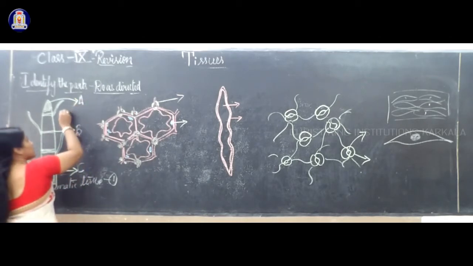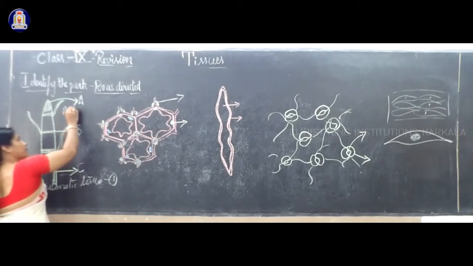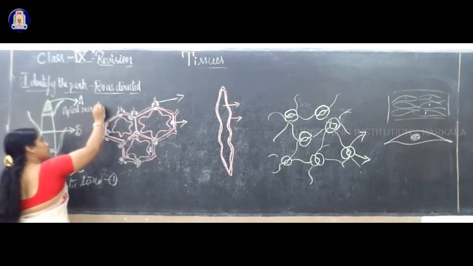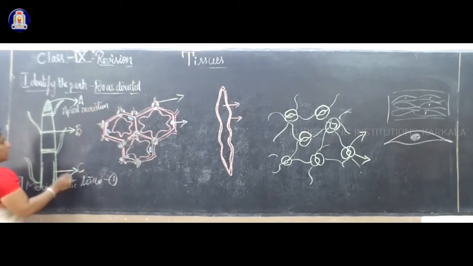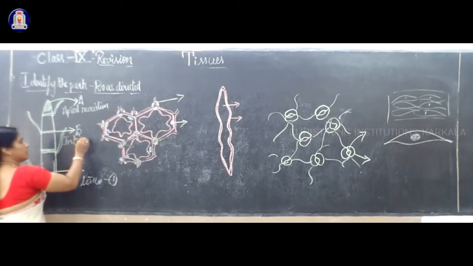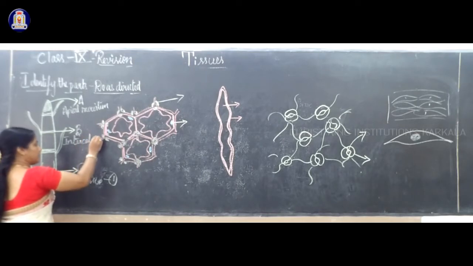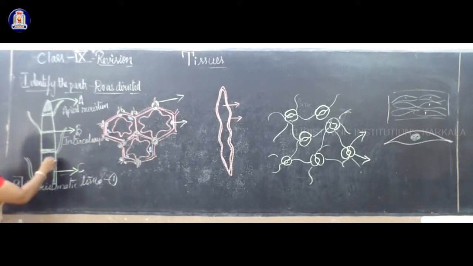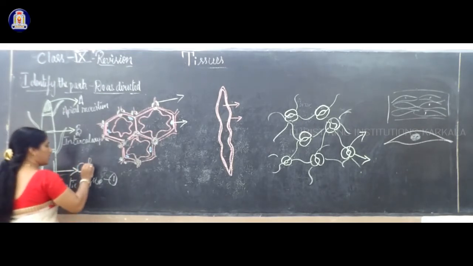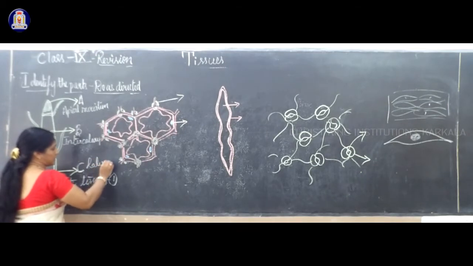A is apical meristem. B is intercalary. How is it intercalary? Because it is at the base of the leaf. Third one, how can we identify it? There is a line, the girth of the plant, and because of this, the tissue is called lateral meristem.